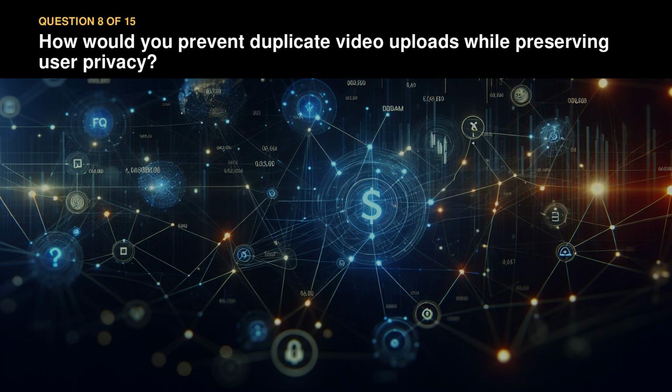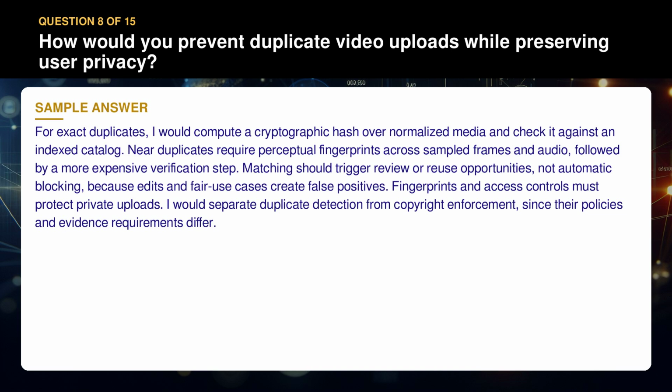Question 8. How would you prevent duplicate video uploads while preserving user privacy? For exact duplicates, I would compute a cryptographic hash over normalized media and check it against an indexed catalog. Near duplicates require perceptual fingerprints across sampled frames and audio, followed by a more expensive verification step. Matching should trigger review or reuse opportunities, not automatic blocking, because edits and fair use cases create false positives.